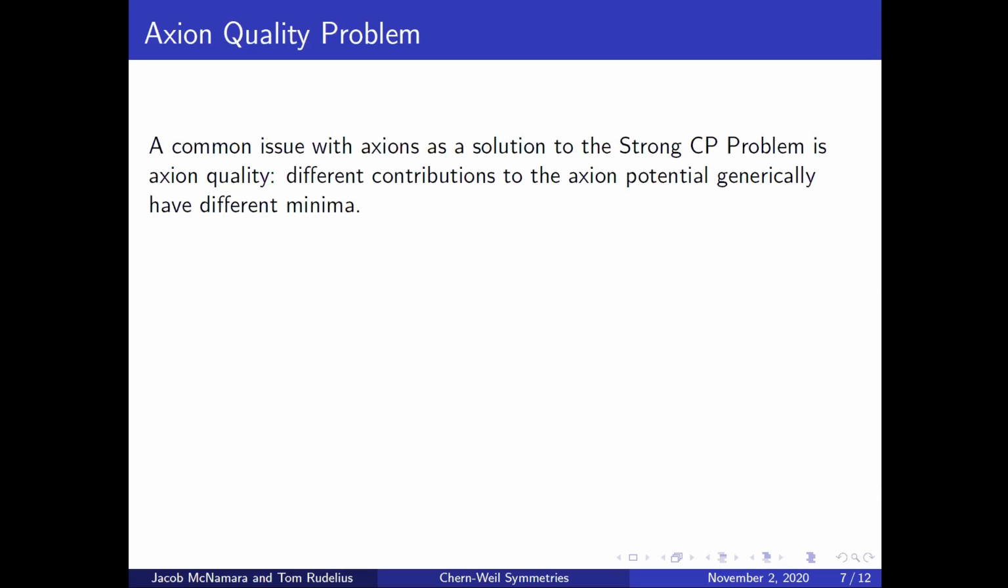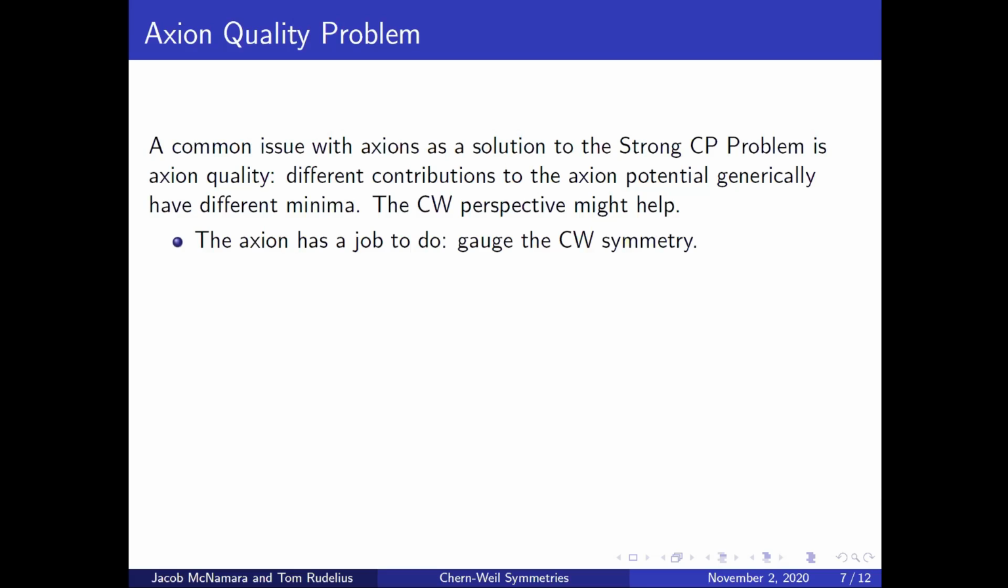And what's the issue? The issue is that if you have different contributions to the axion potential, those different contributions will generically have different positions of their minima. And so if you expect to use the axion to tell us why the observed theta angle in our universe is so close to 0, from a perspective of effective field theory, that requires incredible fine tuning to get all the minima of the different contributions to align. I just want to point out that this perspective of Chern-Weil symmetries might help.